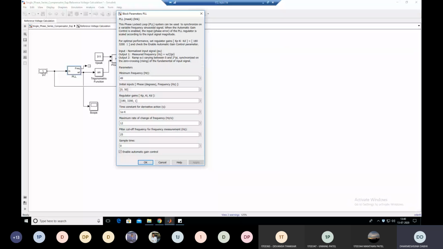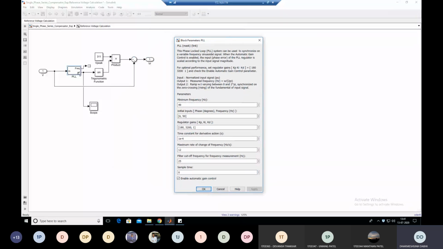It means when the voltage V crosses zero, at that time this angle also becomes zero. So the output of this PLL block is the angle omega t. That angle is applied to the sine function, a trigonometric function, and sine omega t is multiplied with the peak value. Here the peak value of the supply is 311, so this product gives Vm sine omega t, where omega t we get from this PLL.